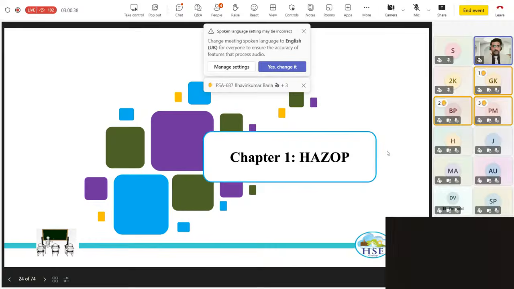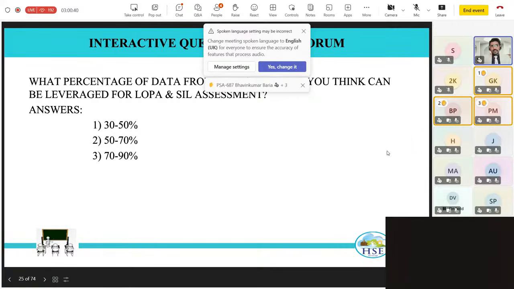Next is HAZOP. Yeah. Just to break the ice with you folks and make it slightly interactive, and to see how actively you are participating, we would like to have this interactive question. The question is, what percentage of data from the HERA or HAZOP do you think can be leveraged for LOPA and SIL assessment? These are the three answer options.